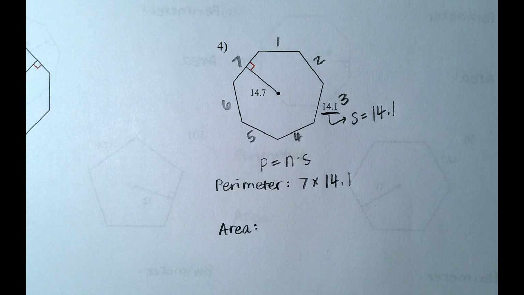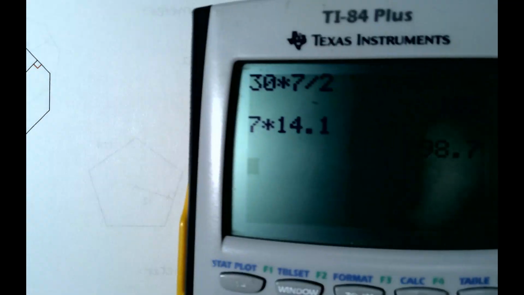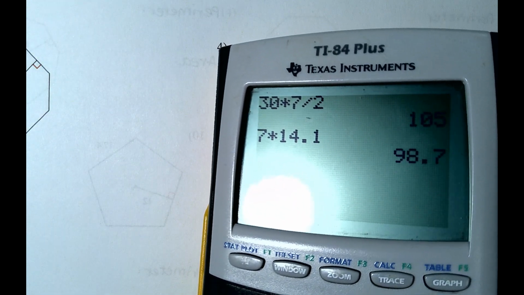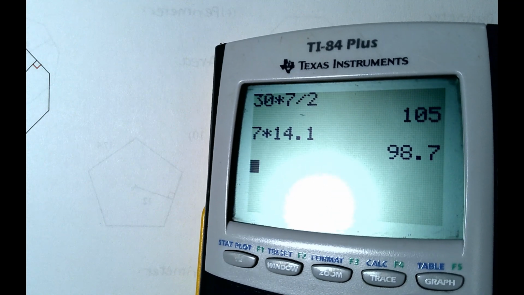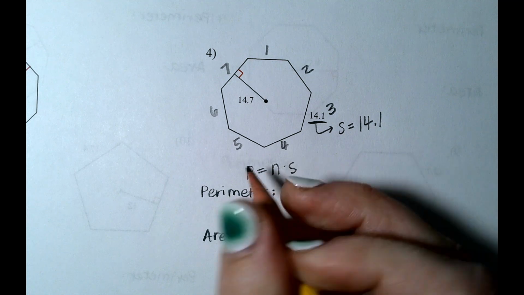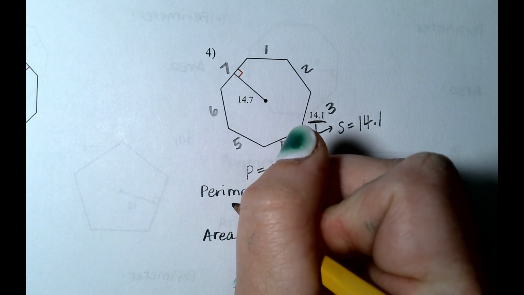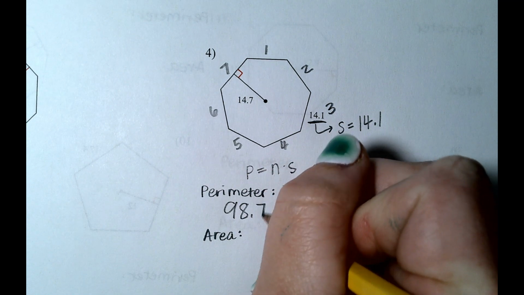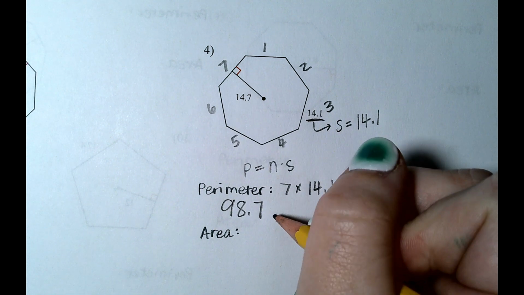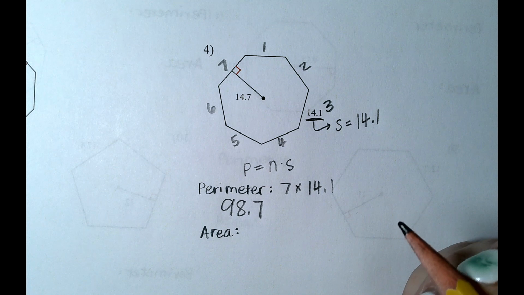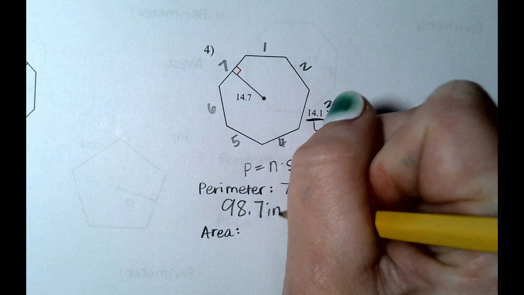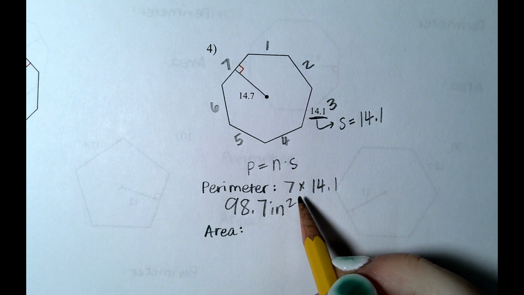Let's see what 7 times, so 287. Oh, I got a different number. I got 98.7. What did you type in? Oh, 98.7, that's right. Perfect. Okay, so our perimeter for number 4 here would be 98.7, and they don't give us units on this worksheet, so we could either write inches squared if you want to assume, or you could say units squared. I'm going to write inches squared just because that's kind of what we're used to.